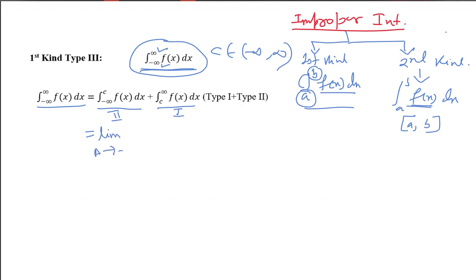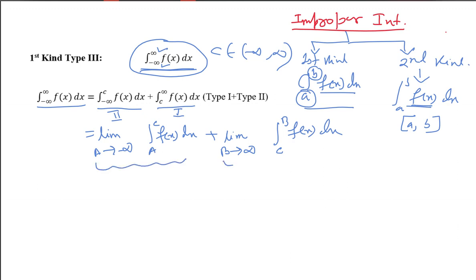So we write the limit a tends to minus infinity, integration a to c of f of x dx, plus the limit b tends to plus infinity, integration c to b of f of x dx. This is mixed type. If both these limits are convergent, both exist, then only can we say this improper integral has a finite value, and the sum of these two integrations will be the value of this integration.